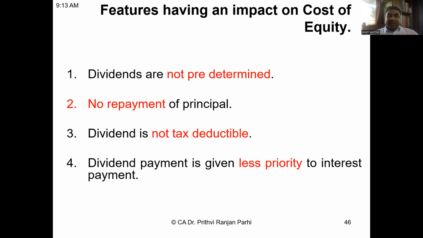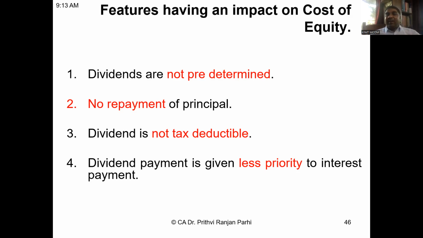In case of debt, there is a concept of repayment. Debt is taken, it has to be repaid, but equity need not be repaid. Equity is a permanent capital for the company. It is not paid back. And dividends are not tax deductible, in the sense that dividends are not treated as an expenditure. Dividends are a reward to the owner. They are not expenditures, so for income tax purposes they are not deductible.